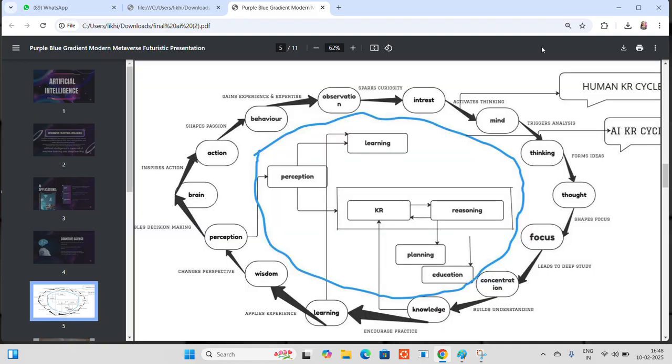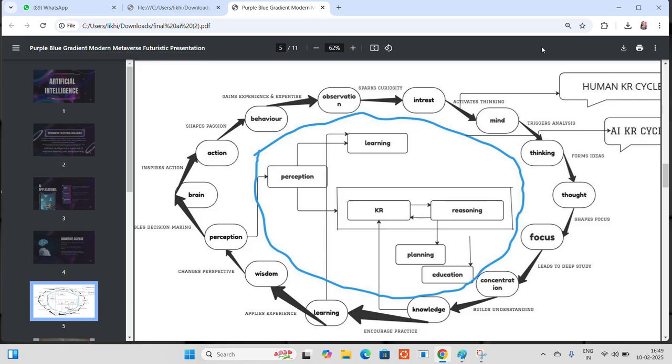Coming to AI mind mapping, the outer circle is the human knowledge representation cycle and the inner circle is the AI knowledge representation cycle. The AI knowledge representation cycle is a vast topic in AI and a very important topic. But to understand that, first we'll understand how humans think and how human knowledge is represented, so that we'll understand AI better.